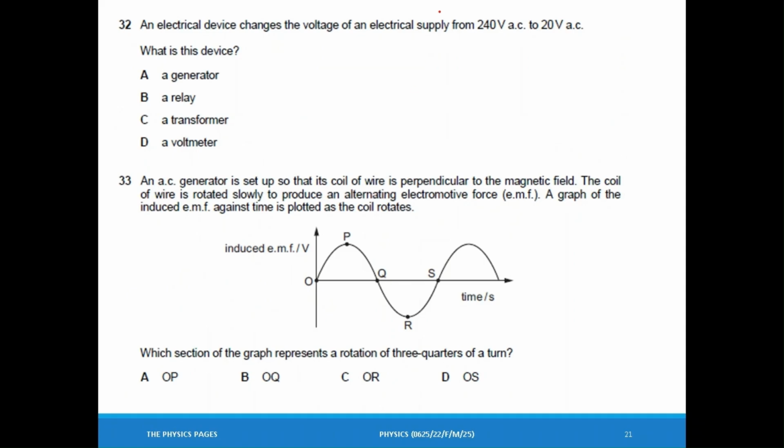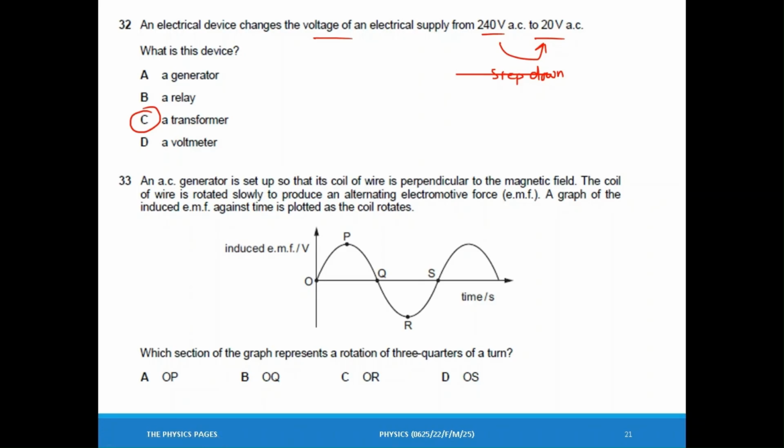Electrical device that changes the voltage of an electrical supply from 240 to 20. It is obviously, as we discussed, a step-down transformer. So we have a transformer, option C, here.